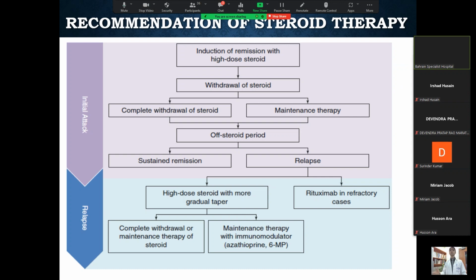So this is the way to go for the treatment. You start at a high dose of steroid, usually 0.6 to 1 milligram per kg body weight, and then if there is a response, either complete withdrawal of steroids, or you can go on a maintenance and slowly taper it off in 2 months' time. If sustained remission is there off steroids, we can stop the treatment. And if relapse occurs, we have to consider either rituximab for refractory cases, or restarting the steroids followed by immunomodulator therapy like azathioprine or 6-mercaptopurine.